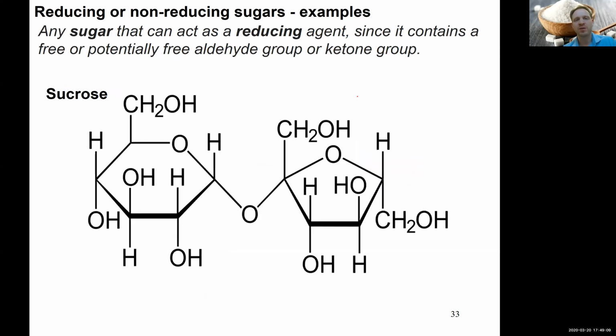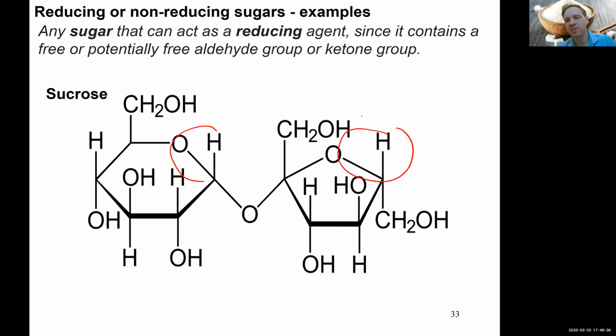Another example here is sucrose. Same question, is it a reducing sugar? First answer would be no, we don't see any free aldehyde or ketone groups. But now that we know there are these potentially free groups, can we apply the same system? What you note now is that you have here at the ring no oxygen function. In neither position, neither here nor here, there's an oxygen.